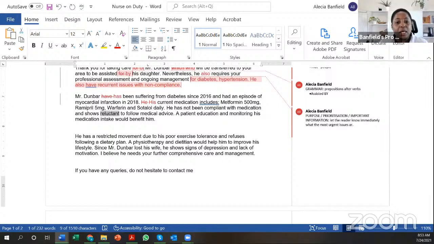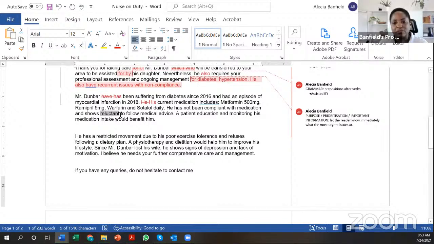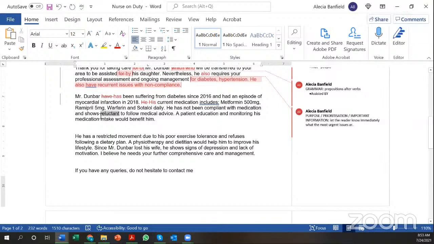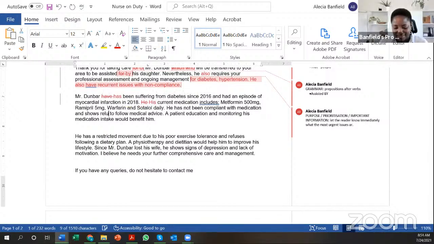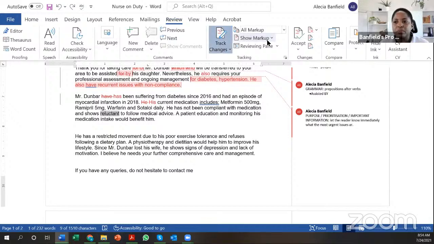So let's get back to talking about he shows reluctant. I don't know, how can I correct? Now, reluctant is the adjective. What is the noun from reluctant? Not sure? Reluctance. Oh yeah. Sorry, let me put back on the review, the track changes.